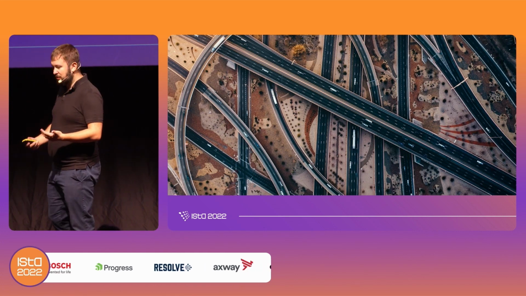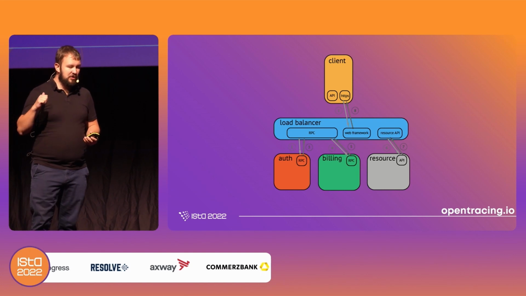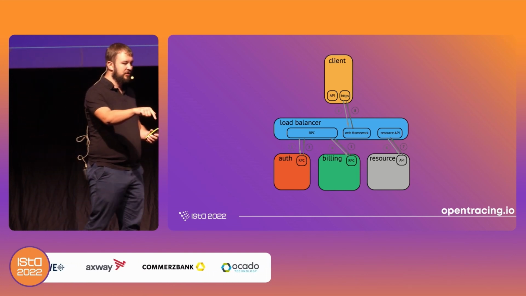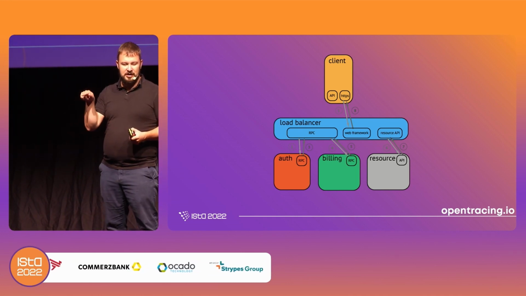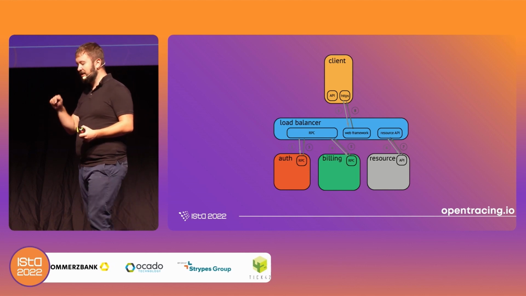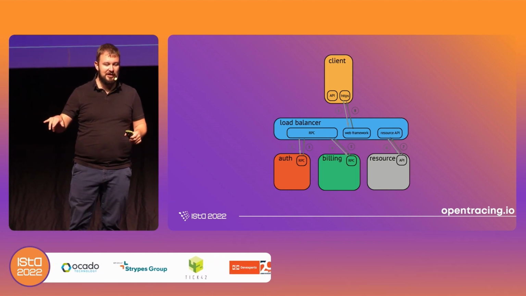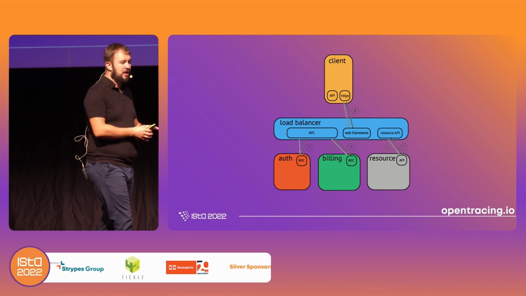And in order to illustrate this, I need a more complex example. So let's say we have a client that first needs to authenticate to the authentication service. Then it needs to go to the billing service and say, okay, did the user pay for something? And then they can go to the third service, that's resource service, and then they can return the resource if the user is authenticated and they paid to access it.